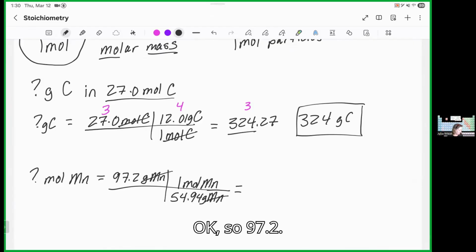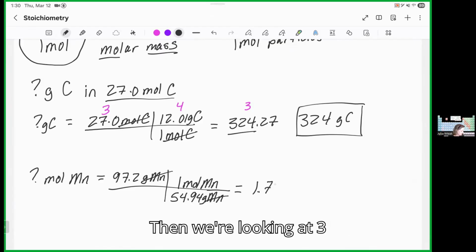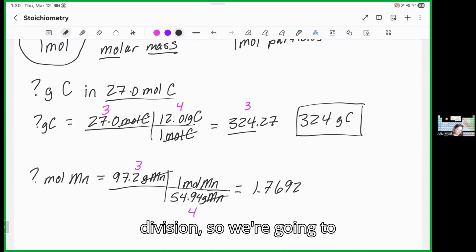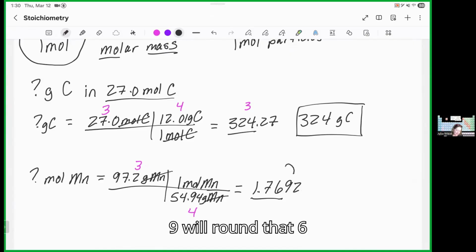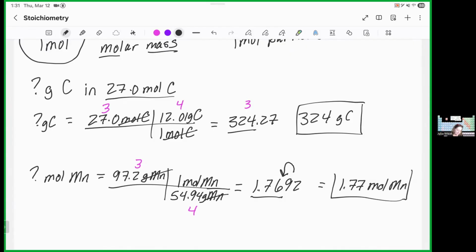So 97.2, times 1 mole over 54.94 grams, I get 1.7692 and some other numbers. We're looking at 3 sig figs here and 4 here, and it's all multiplication and division, so we're going to go with 3. My 9 will round that 6 to a 7, so 1.77 moles of manganese.